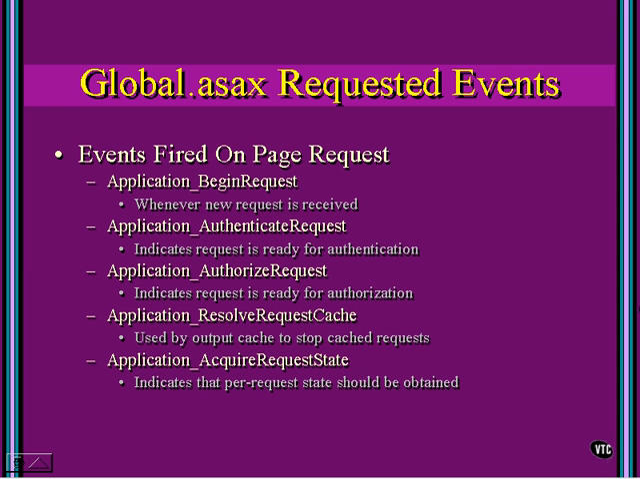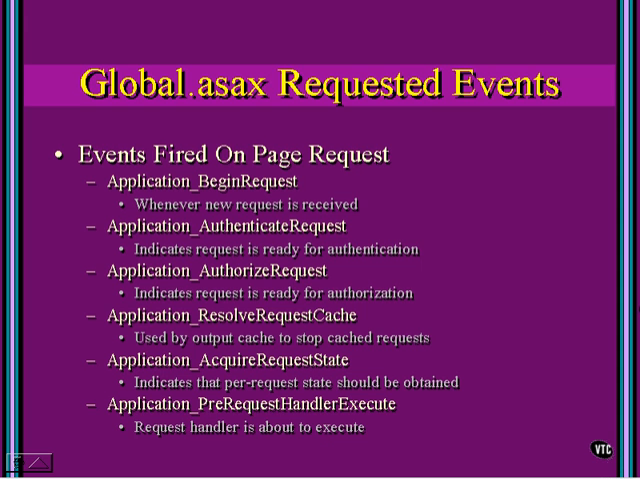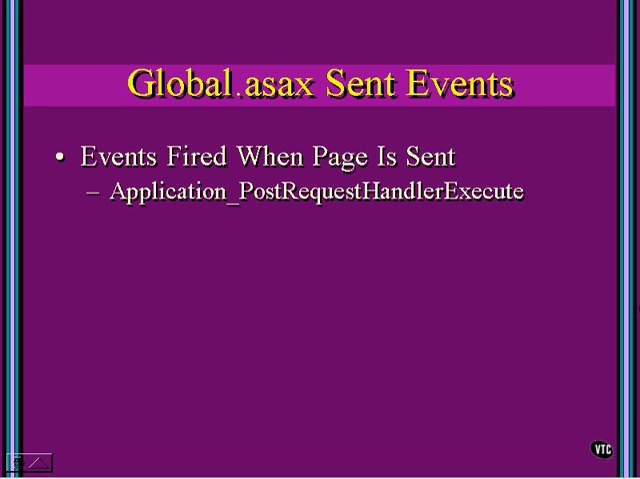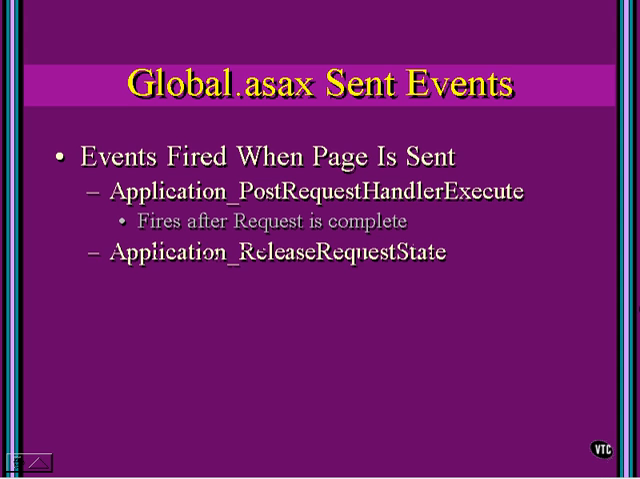Acquire request state. This indicates that a per request state should be obtained. And then there's an event called pre-request handler execute. And this says that the handler is about to execute. Now, when a page is sent, these events get fired. There's a post-request handler execute. This fires after the request is complete. This means after it has gone and pulled the file that was requested by the browser, and now it's about to send it out or respond to that request.